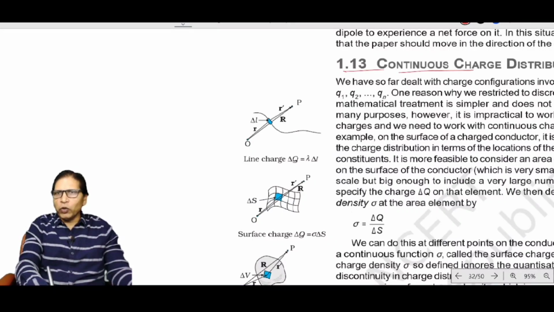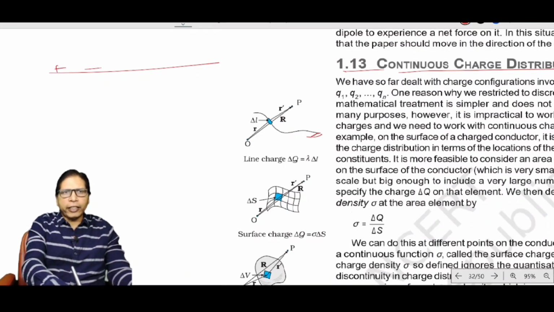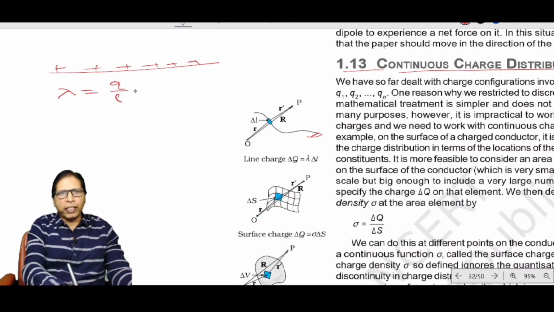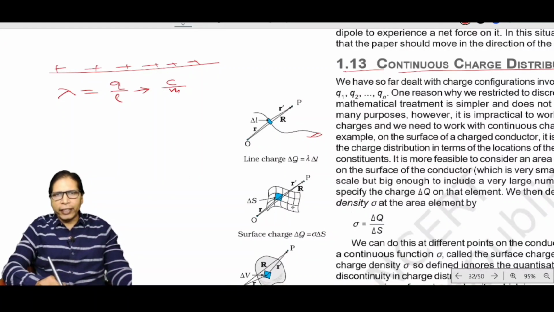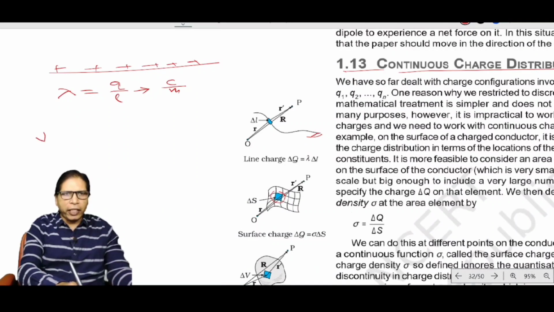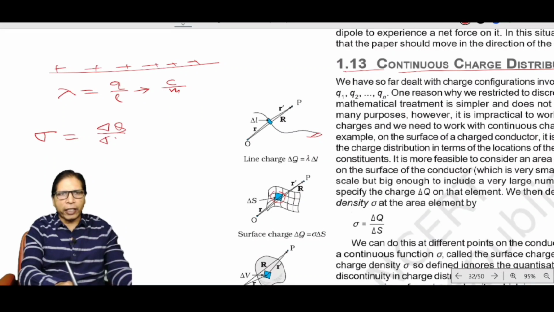Now look at continuous charge distribution, linear conductor. Here this is the charge on a linear conductor. The charge per unit length of a conductor is called linear density of charge. Its unit is coulomb per meter. Now this is a surface having charge delta Q in the area delta S. So the surface density of charge sigma equals delta Q by delta S.